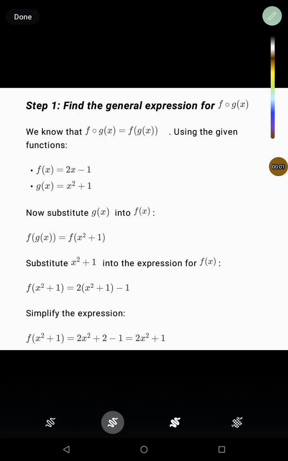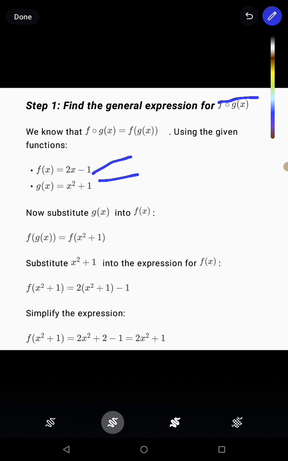Okay, let's take it one after the other. This is question one: composition of functions. We have a function f of x, which is f of x equals 2x minus 1, and g of x is x squared plus 1. Now they say we should find the composition of the two functions. Find f compose g of x.